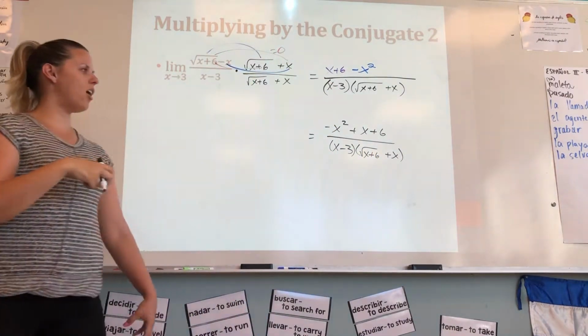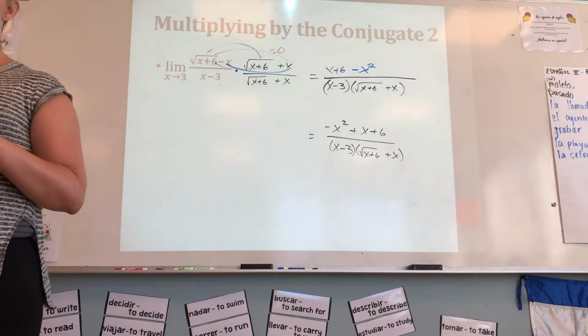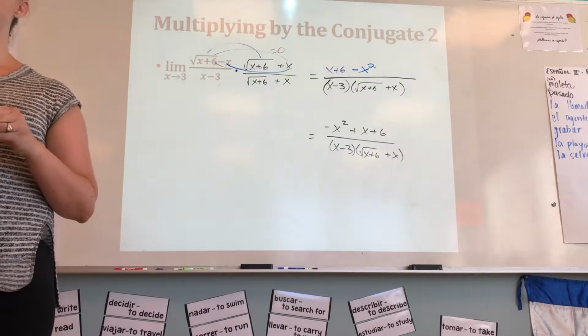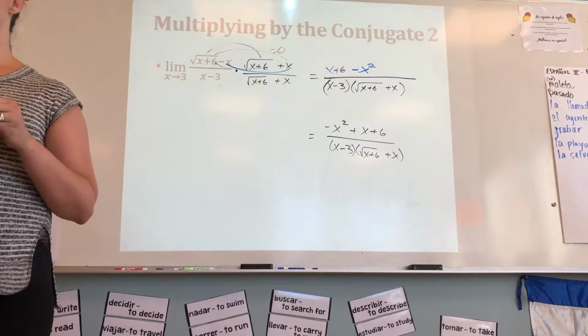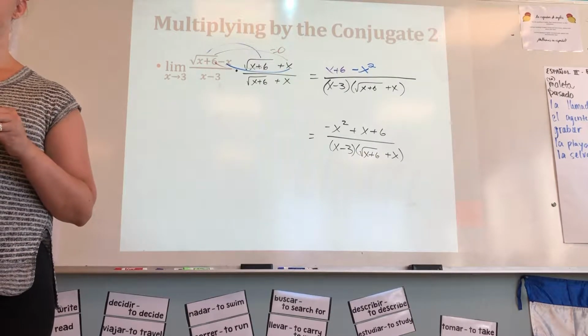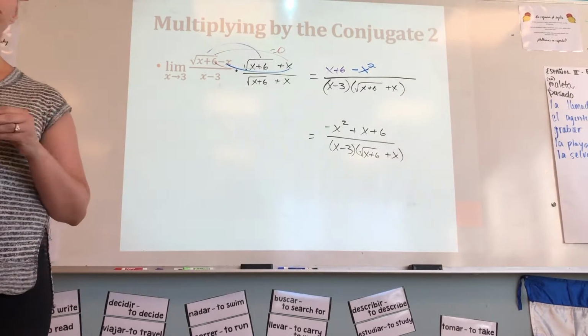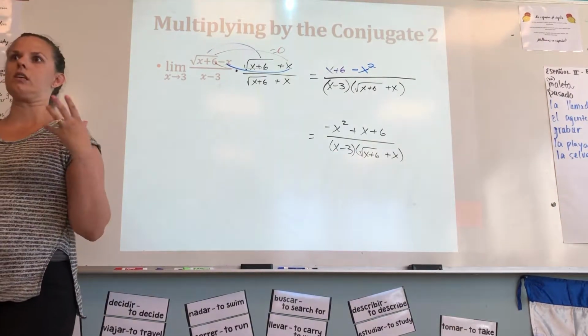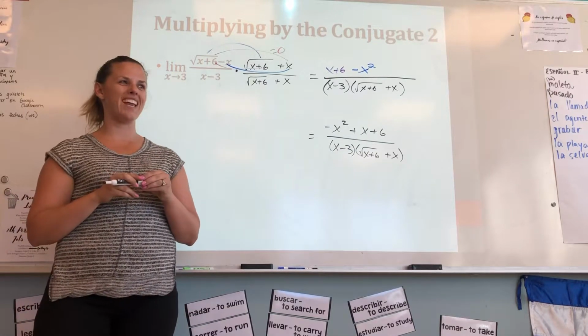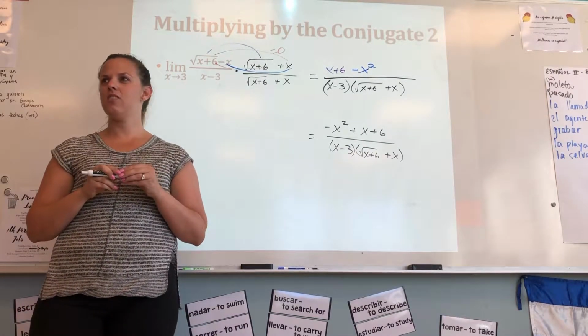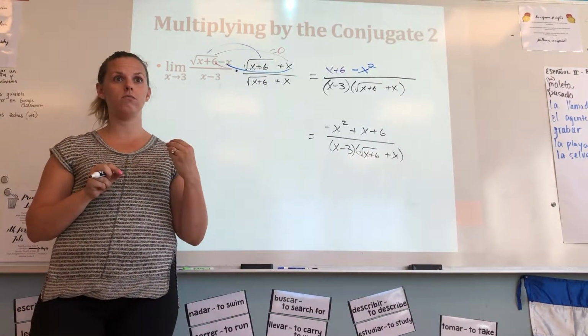Okay. Now, what if I were to say something in the numerator is making us uncomfortable? What in the numerator is making you uncomfortable? Negative x squared plus x plus 6. What do you wish wasn't there? Don't you wish the negative wasn't there? They're not equal, but let's factor it out.